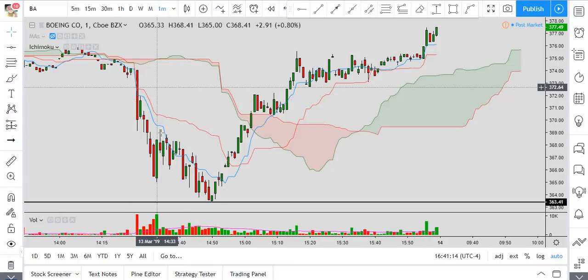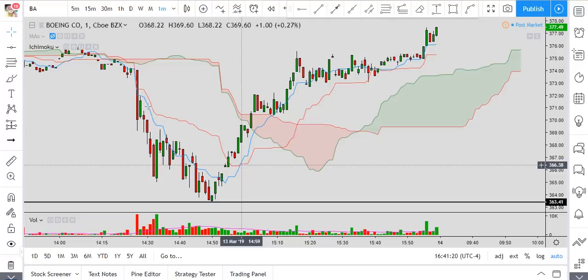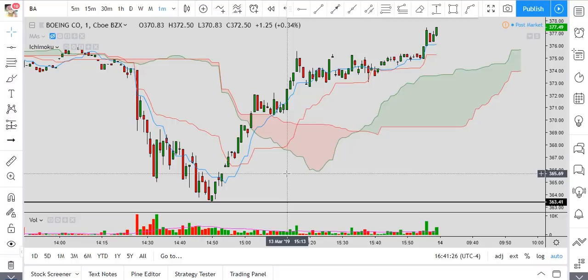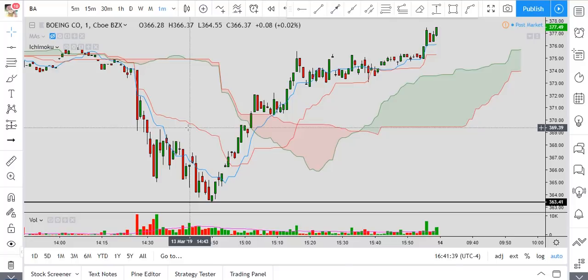Here you have the blue line, which is the conversion line, and the red line, which is the baseline. Basically, these are compared all the time to moving averages, but they are completely different things. The blue line is the Tenkan-sen. It's a single signal line, made up of the highest high and the lowest low, divided by 2, of the past 9 periods. The red line, also known as the baseline, is the highest high and the lowest low divided by 2 for the past 26 periods.